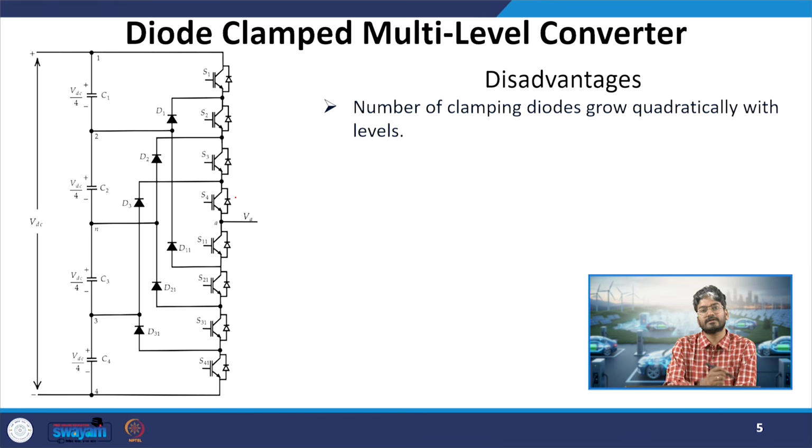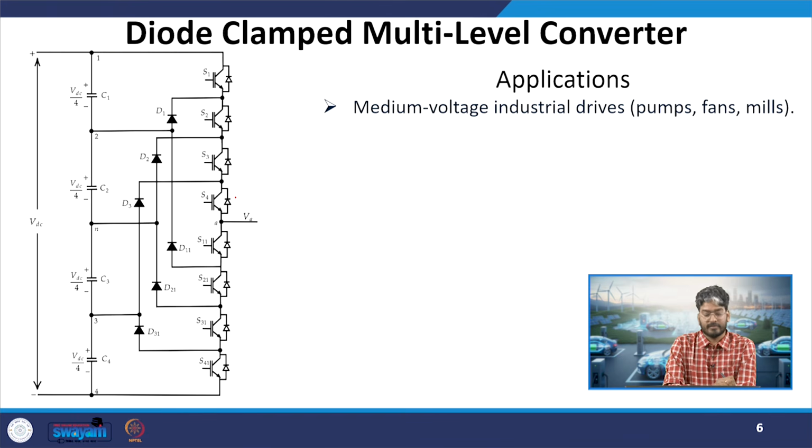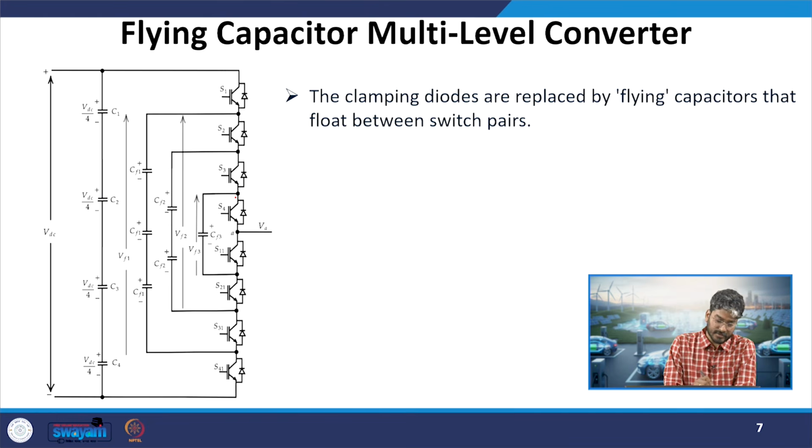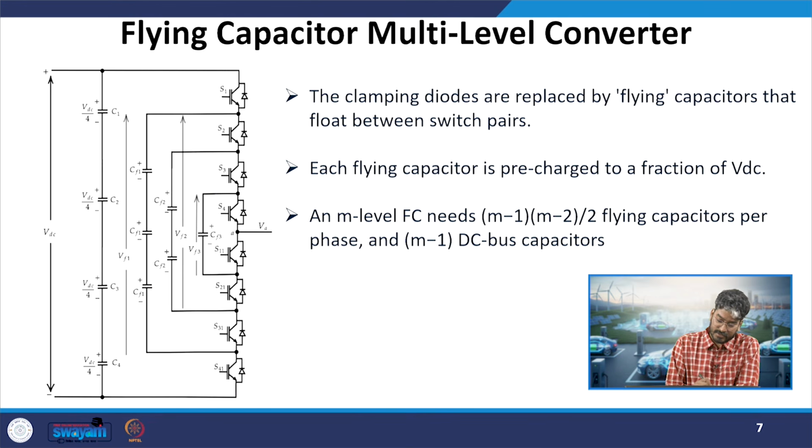So to address this issue, we have shifted to our second solution, that was our flying capacitor based solution, where in this case we have replaced our clamping diodes by using floating capacitors, or the capacitors whose voltages are not connected to any fixed point. So they are floating in nature. We charge and discharge them equally over a cycle such that their voltage is balanced.